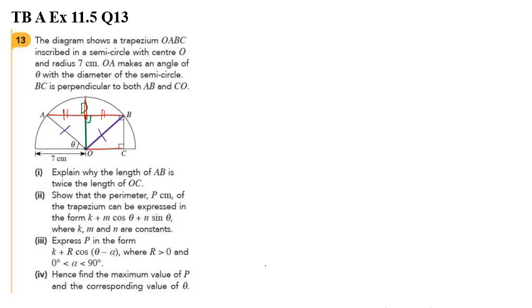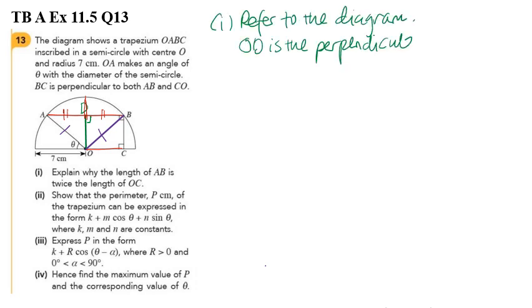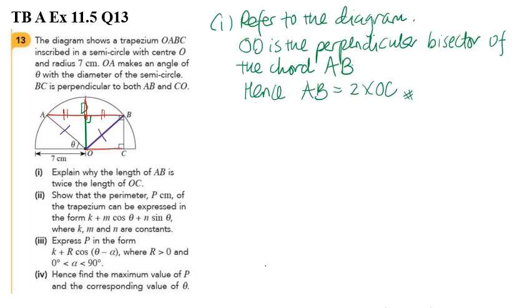Okay, and if you look at the diagram, your DB is actually the same length as OC. So DB is equal to OC, and DB is equal to DA. So therefore, AB is equal to 2 times OC. Right. So you can just draw the diagram, explain by drawing the diagram and then follow up with this explanation. The explanation that I have shown here is that OD is the perpendicular bisector of the chord AB.